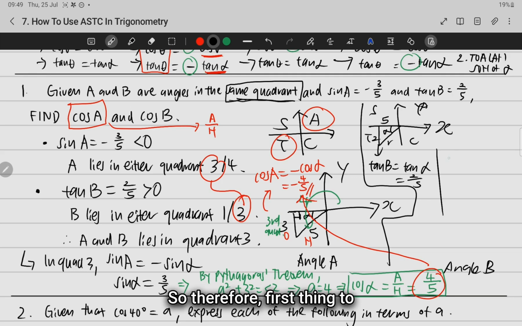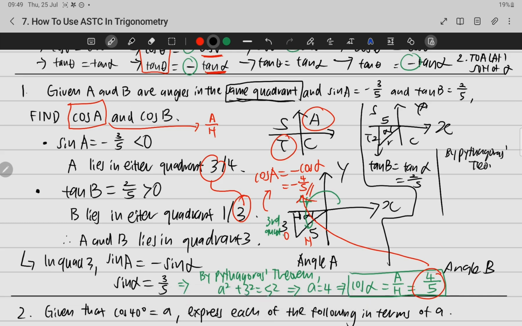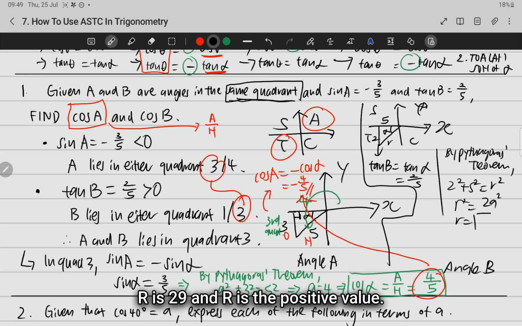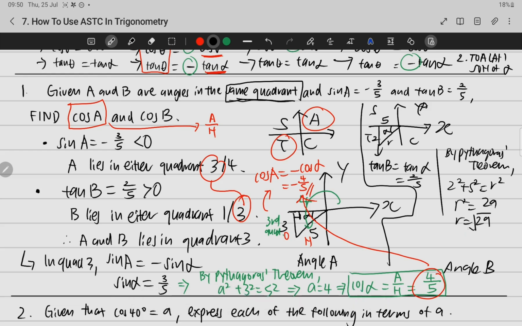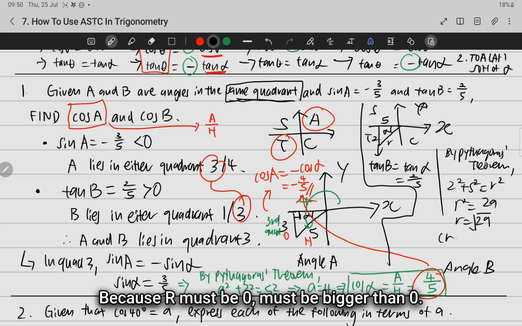So therefore, first thing is to find R by Pythagoras theorem. We get that 2 squared plus 5 squared is R squared. So R squared is just 29. R is square root 29. And R is the positive value because R must be bigger than 0.